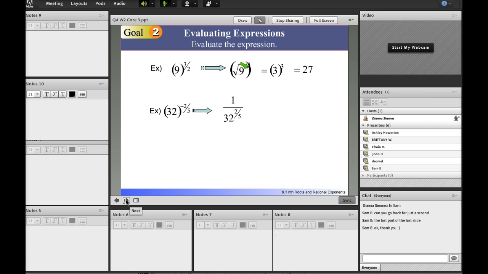The fifth root of 32. Good. And then we're going to square it. That 2 means to square it. So what is the fifth root of 32? Anybody got that off the top of their head? It's 2. And then when you square 2, you get 4. So your answer is 1/4. All right? Some of these things, after you've done them like 100 times, you just remember.